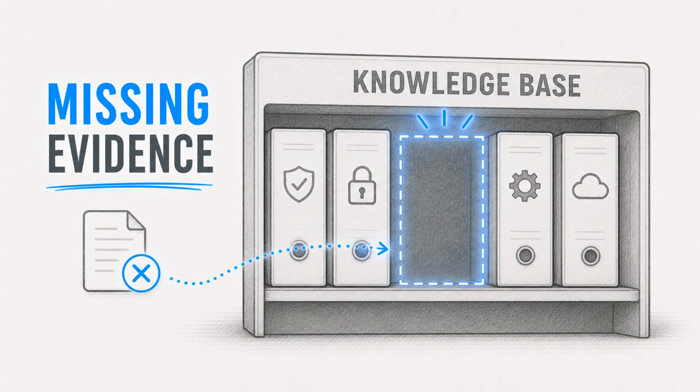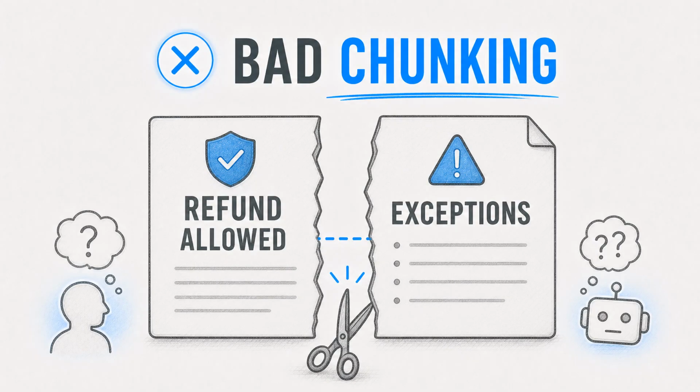The first failure mode is missing evidence. If the right document was never added to the knowledge base, the system cannot retrieve it. The model may still answer, but the answer is no longer grounded in the needed source. The second failure mode is bad chunking. A policy might say a refund is allowed in one paragraph and list the exceptions in the next. If those paragraphs are split apart, the model may see only half the rule.